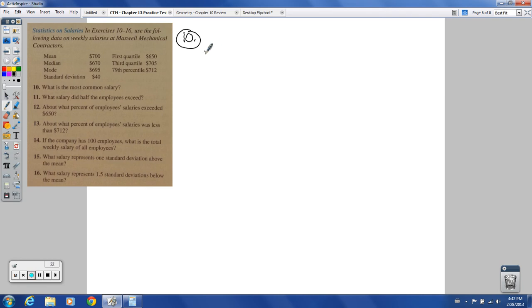Statistics. What is the most common salary? Most common? You should be thinking mode. So what's the mode? The mode is $695. It includes the dollar sign, so we should include that in our answer. Number 11. What salary did half of the employees exceed? Well, the mean is the average, but the median is the middle. Over half would be over the median. So we would say over $670.